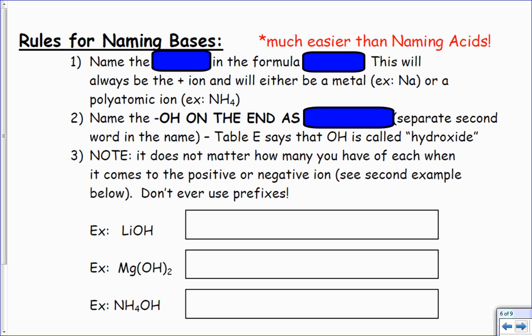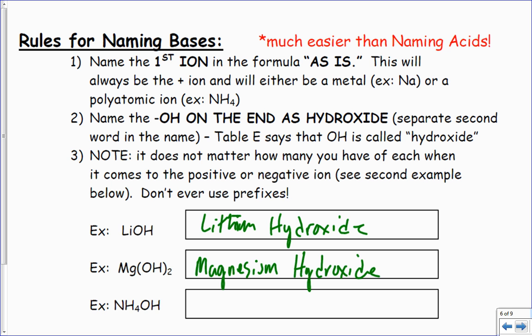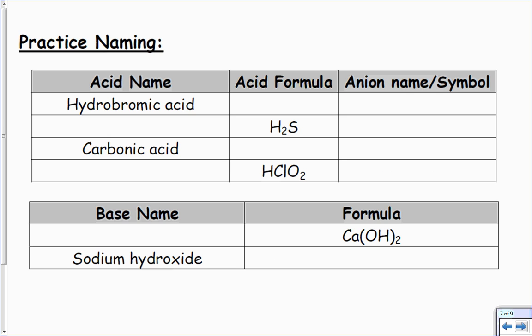Naming for bases, this is actually a lot easier. I'm going to name the first ion in the formula as is, ammonium, sodium, and then the OH becomes hydroxide, which is in table E, in case you forget what it is. So this becomes lithium hydroxide. This is magnesium hydroxide. And that's it. It's simple. I'm going to do ammonium hydroxide, but we're getting the gist.